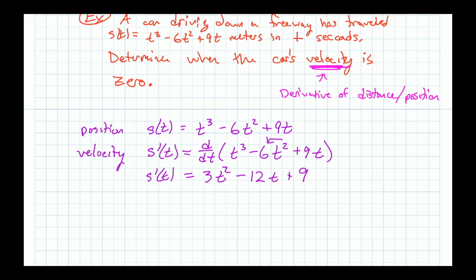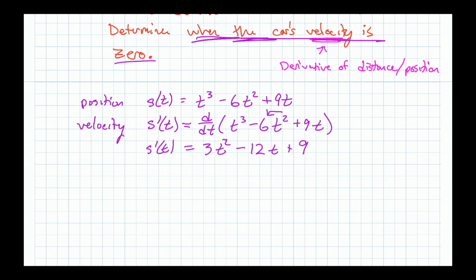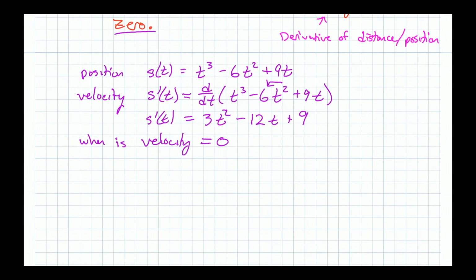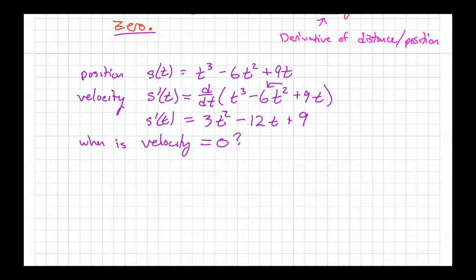Now, what did they want us to do? They say, determine when the car's velocity is 0. So they want velocity equals 0. That doesn't mean plug in 0. Plugging in 0 would be time 0. We want velocity 0. So you set the velocity equal to 0. So it's just like that horizontal tangent line problem. You set it equal to 0 like this.